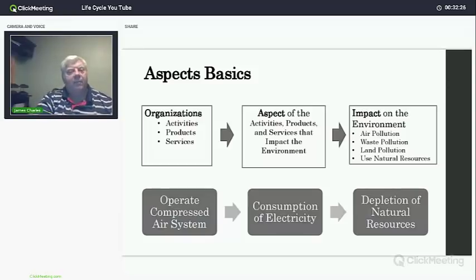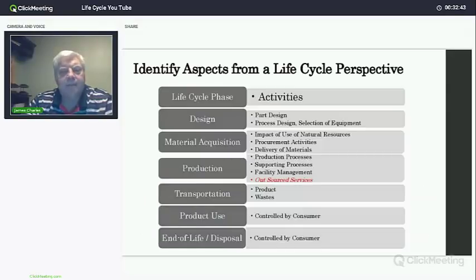Another example would be we operate a compressed air system. We generate some oily condensate water, and that creates water pollution. So again, just the aspect basics there. How to identify an aspect.